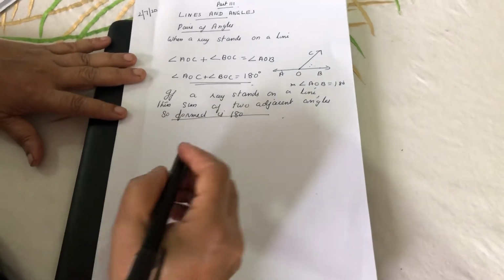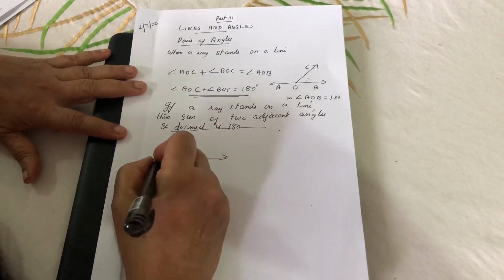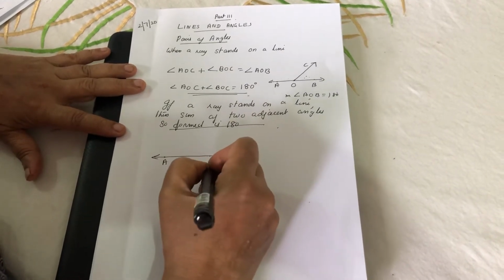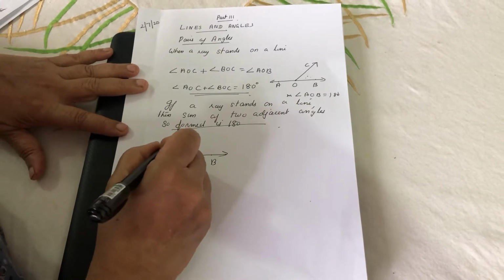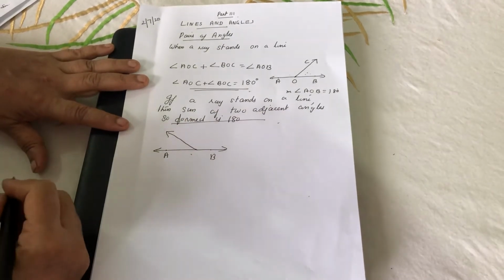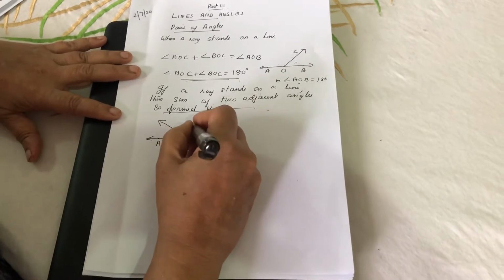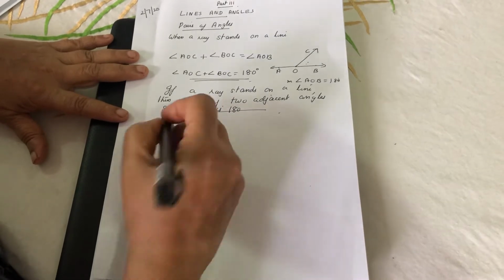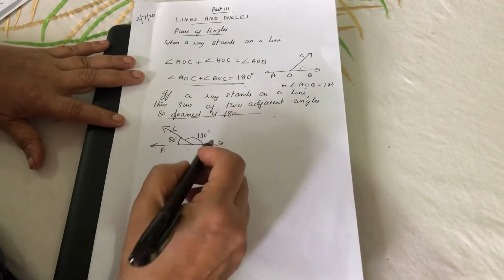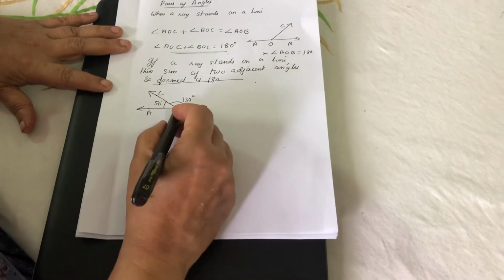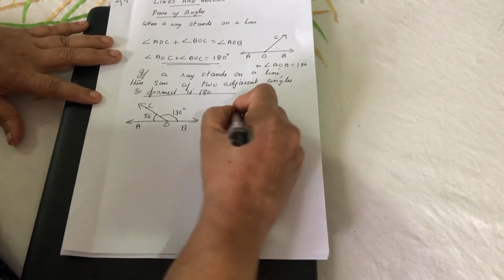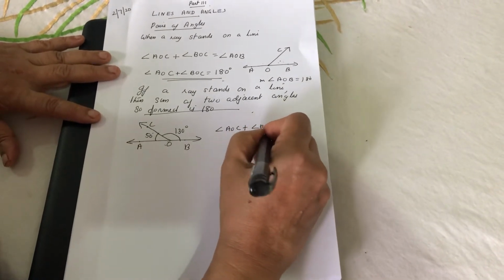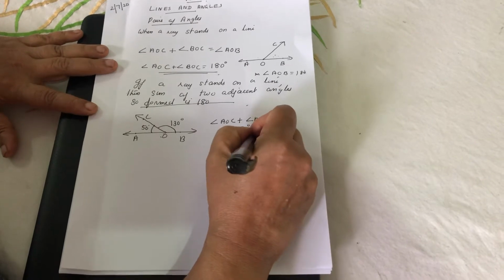So now see here, this is the ray. This is a line. Suppose one ray is standing like this. This angle I am considering as 130. This is 50. So these two angles, angle AOC plus angle BOC, equal to 50 plus 130 equal to 180 degrees.